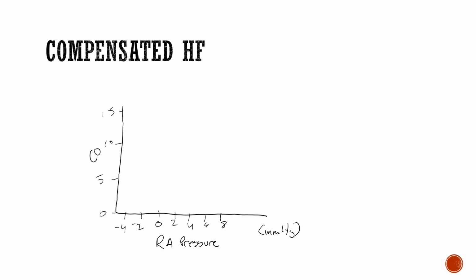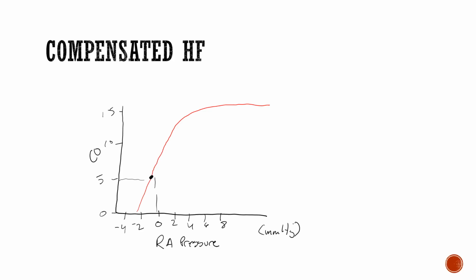So I'm going to draw the first graph here. And what I want to show you is a normal cardiac output curve. If you remember, at rest, our cardiac output is about 5 liters per minute. So I'm going to draw my 5 liters per minute right about here, which is going to coincide approximately with my right atrial pressure of about 0, give or take.